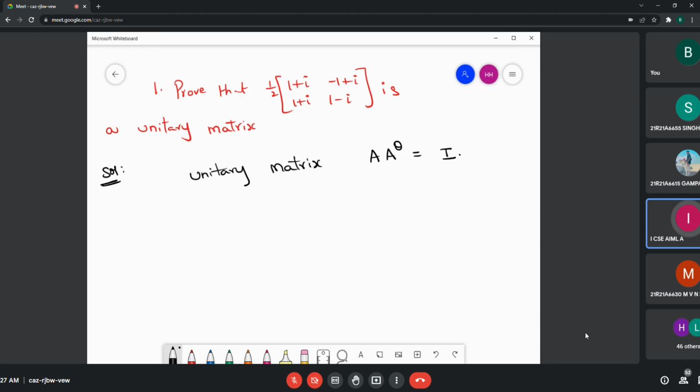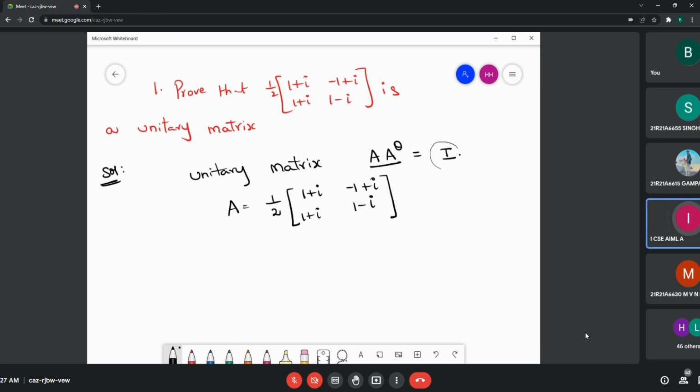Take the given matrix A equal to 1 by 2 into [1+i, -1+i; 1+i, 1-i]. The process we use to find the inverse, the same way you can find the inverse of this matrix also. Now I will find the product A into A^θ. That product must be equal to the identity matrix.